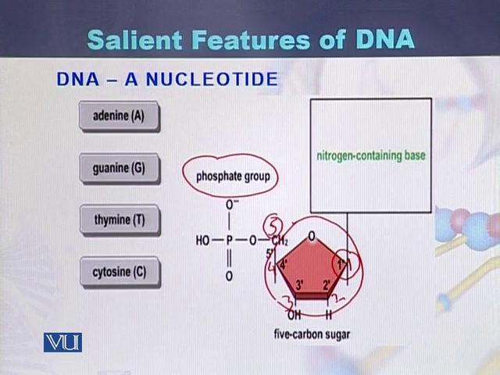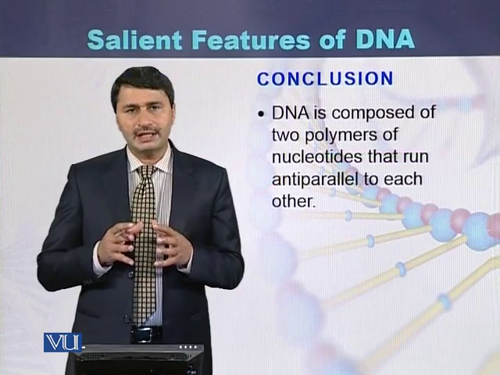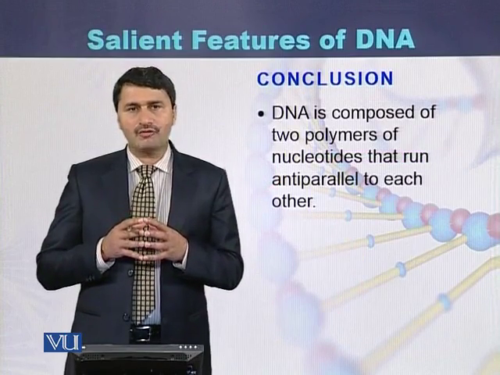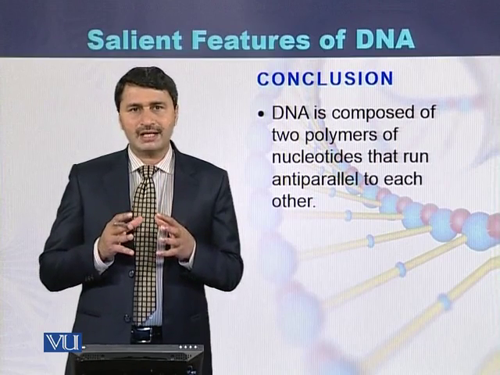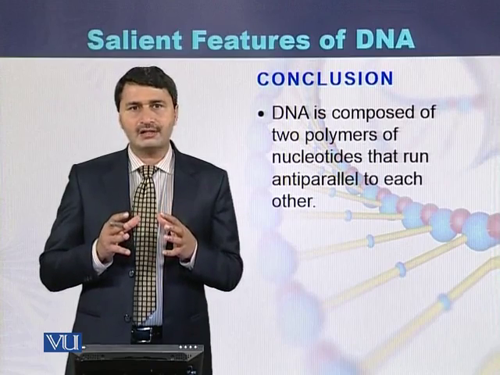So a nucleotide contains three components. One is pentose sugar, the second is the nitrogen containing base which is attached at carbon number 1 of the pentose sugar, and the phosphate group which is attached at carbon number 5 of the pentose sugar. We can conclude that DNA is composed of two polymers of the nucleotides. These two polymers run anti-parallel to each other.